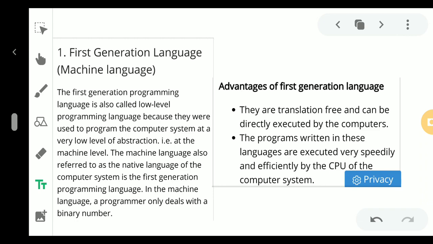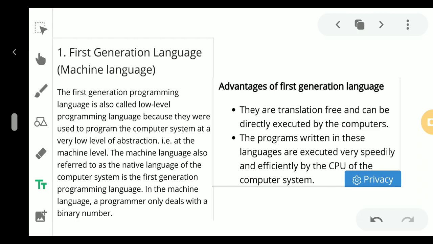The first generation programming language is also known as low level programming language because it is used to program the computer system at a very low level of abstraction, that is at the machine level. Machine language is also referred to as the native language of the computer. Machine language means the machine can understand only zeros and ones. The combinations of streams of zeros and ones are given as an instruction set. In machine language, a program deals only with binary numbers, as I just said, combinations of zeros and ones.